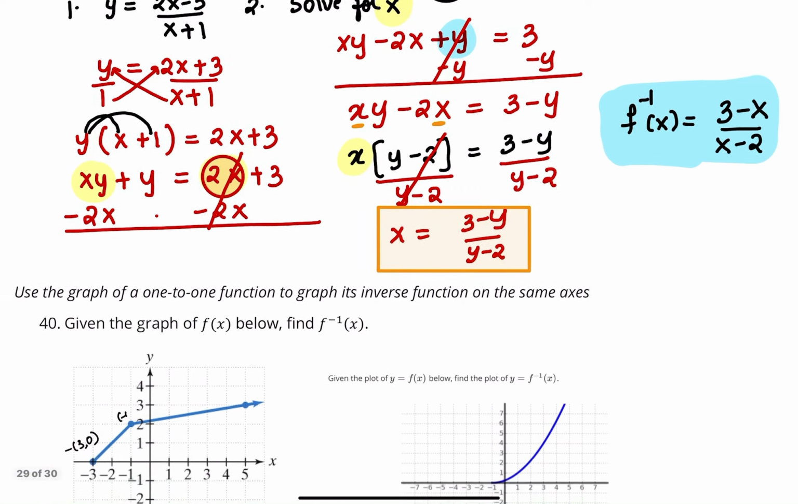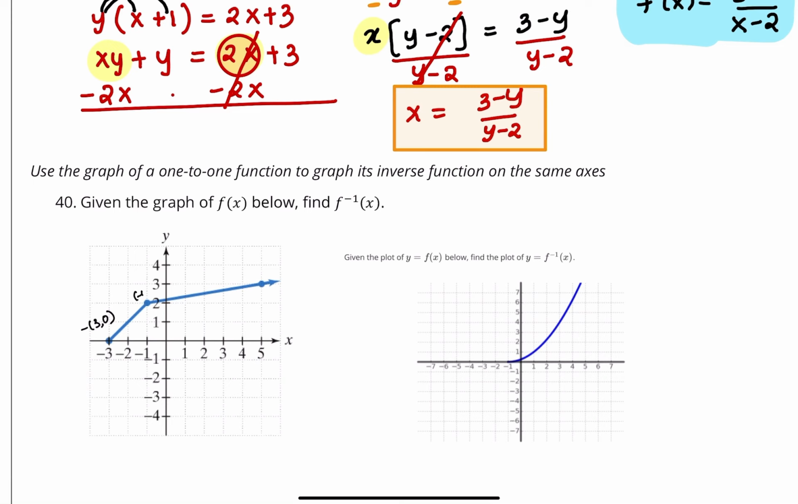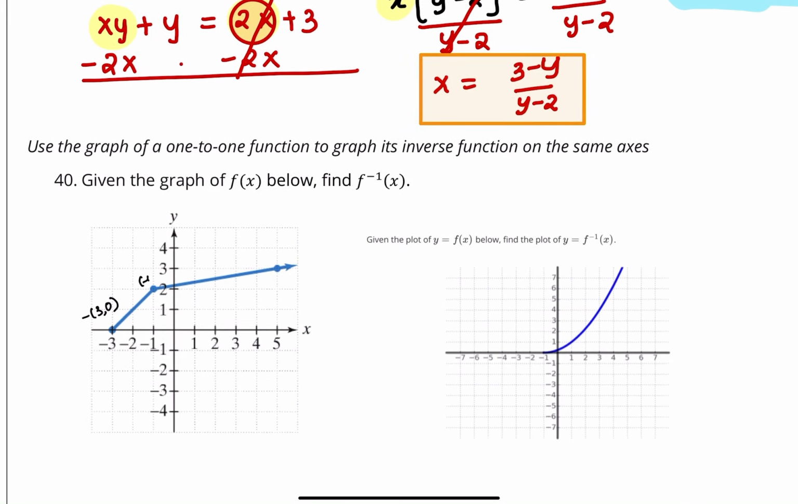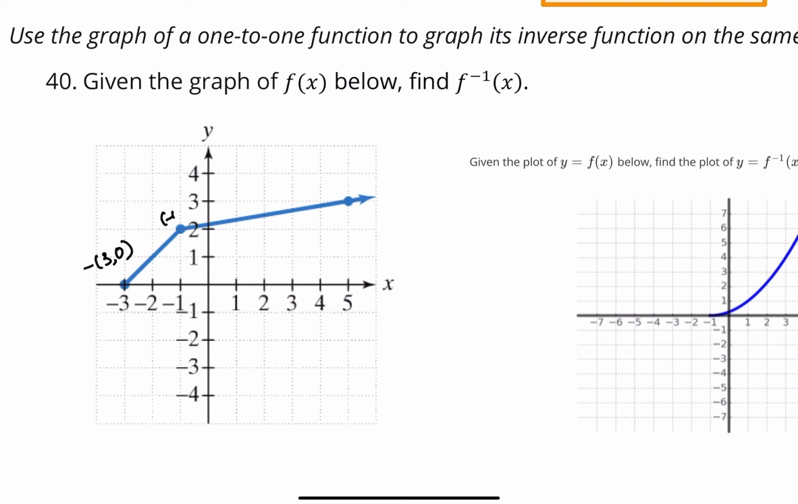Now let's go ahead. This is the best part of your inverse functions, graphing your inverse function. So here, use the graph of a one-to-one function to graph its inverse. If I'm looking for an even function, it's symmetric along the y-axis. If I'm looking for an odd function, it's symmetric along the origin. But if I'm looking for an inverse function, it is symmetric along the line x is equal to y.